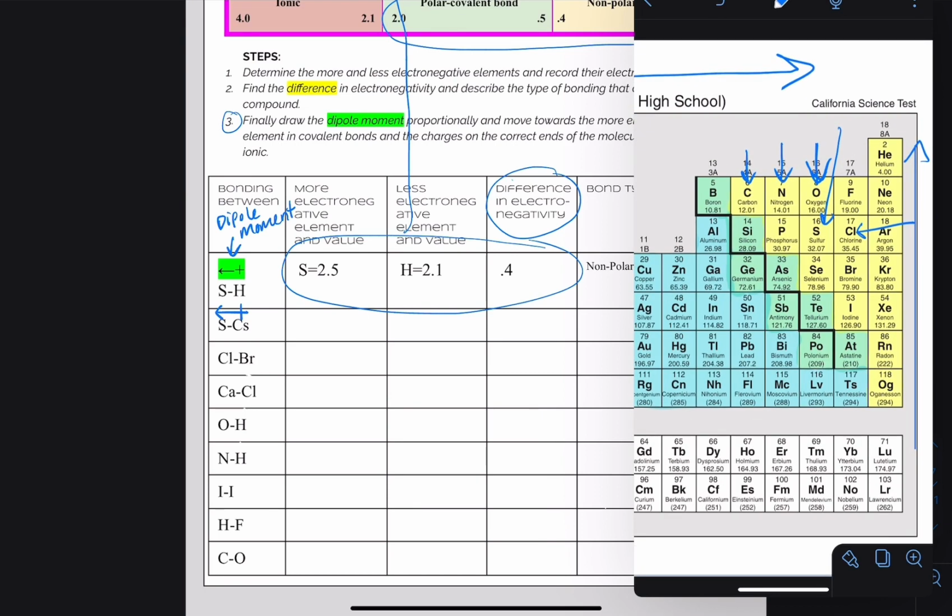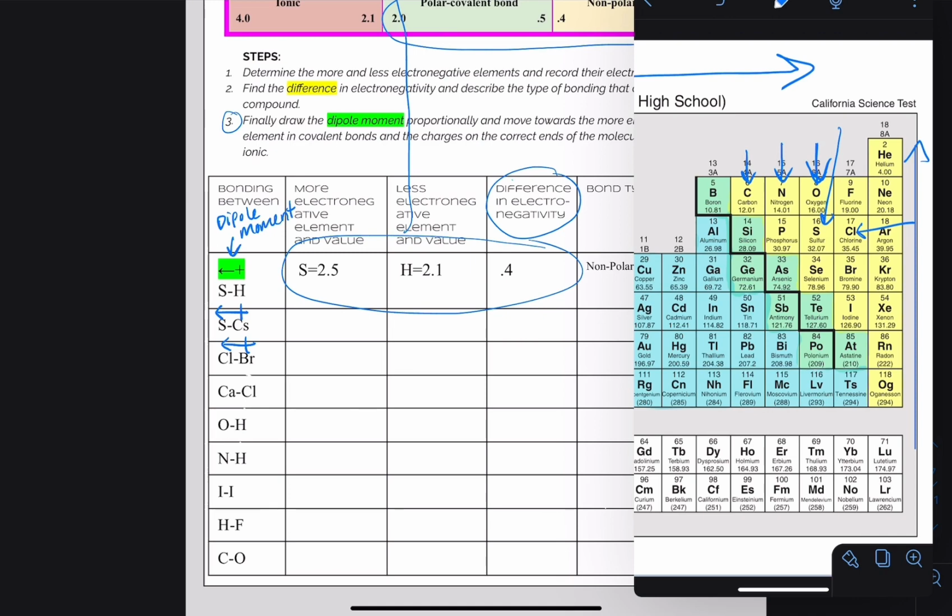If we look at chlorine and bromine, chlorine is further up. It's going to be more electronegative than bromine. So this dipole is going to be pointing towards the more electronegative atom, chlorine. So that's what you're going to be doing for the dipole moment. You're going to look at your periodic table, look at the trends, and figure out which one is more electronegative. Whichever one is more electronegative is the one that's going to have that arrow, or that dipole moment, pointing towards it.